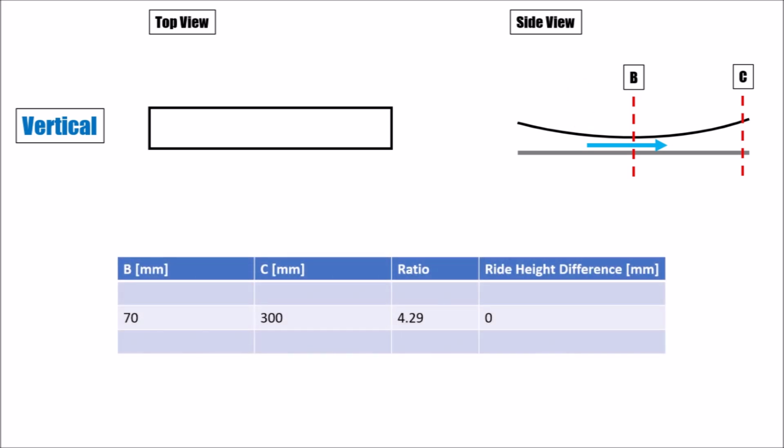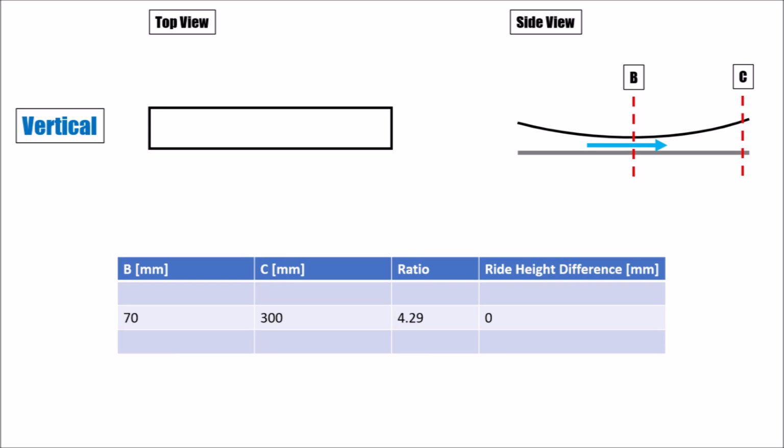Let's say we have a distance to the ground in section B of 70 mm and 300 mm in section C. That means that our expansion ratio is 4.3. This tells us, in the simplified example, that the air has 4.3 times less cross-section to flow in section B, or in other words, it needs to be 4.3 times faster in section B compared to section C.